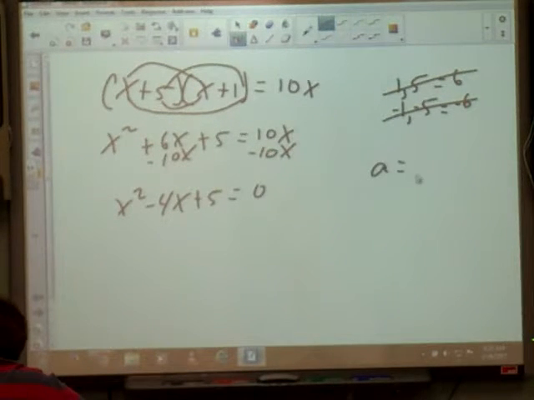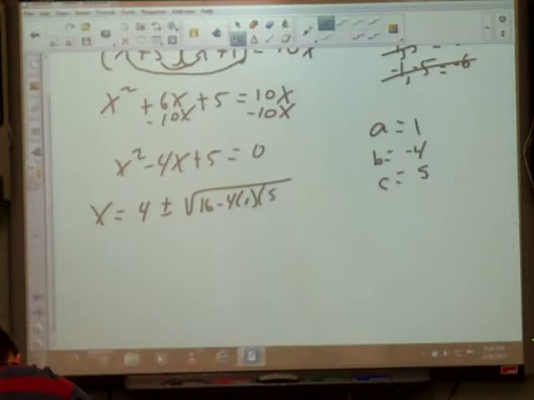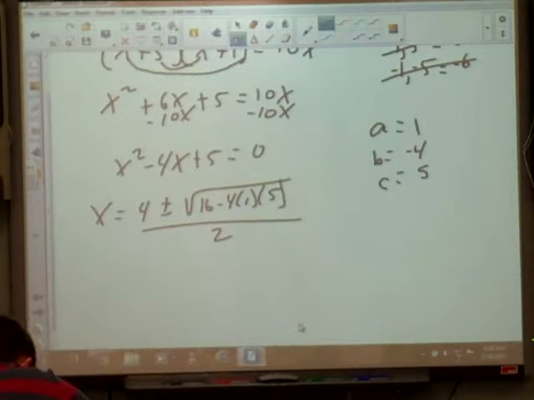A is what? 1. I haven't had one of those yet, and that's usually the most common. B is negative 4, and C is positive 5. So here we go. X equals negative B plus or minus the square root of B squared minus 4AC over 2A. Alright, I see something fishy already.